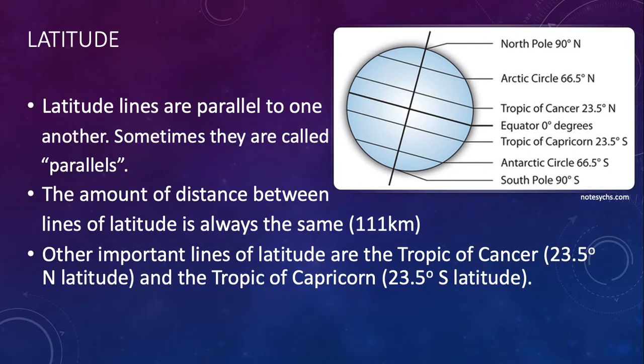Latitude lines are parallel to one another, and sometimes they are called parallels. The amount of distance between lines of latitude is always the same. It's 111 kilometers. Other important lines of latitude are the Tropic of Cancer, 23.5 degrees north, and the Tropic of Capricorn, 23.5 degrees south.